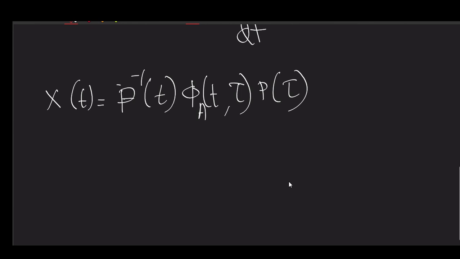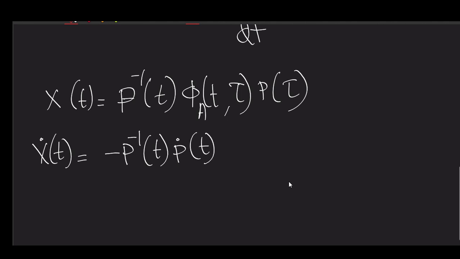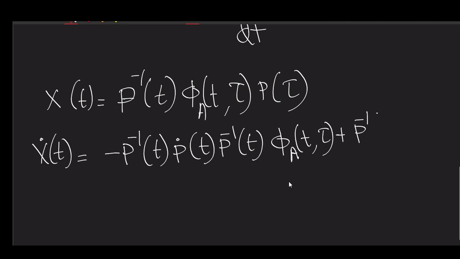Now that gives us x dot t is equal to minus P inverse t P dot t P inverse t phi A t comma tau plus P inverse t A t phi A t comma tau, right? Obviously P tau must be here.